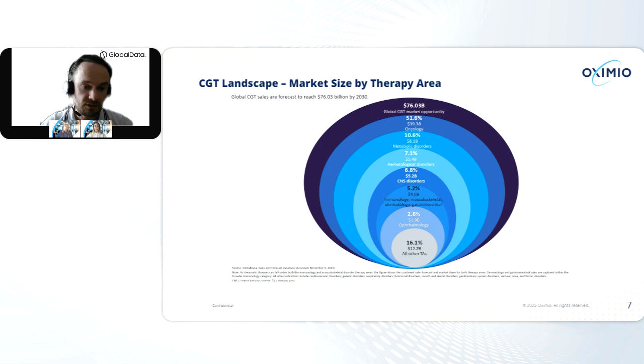Now, this diversification of indication highlights the broad applications of cell and gene therapy. It also signals the need for specialized logistics and regulatory planning tailored to the nuances of each therapeutic area, especially as therapies evolve from oncology into chronic and rare diseases. And the numbers speak for themselves.